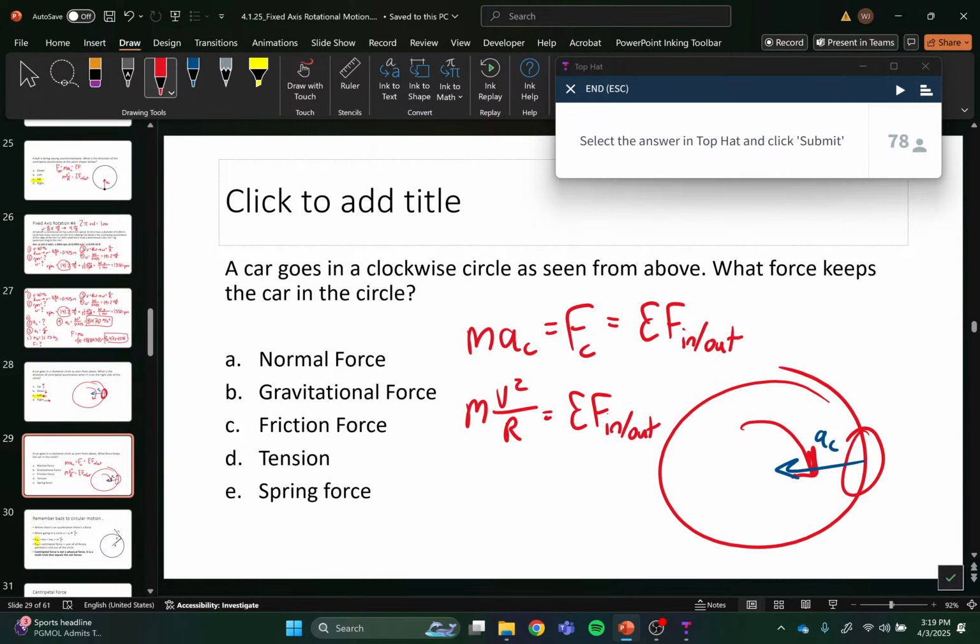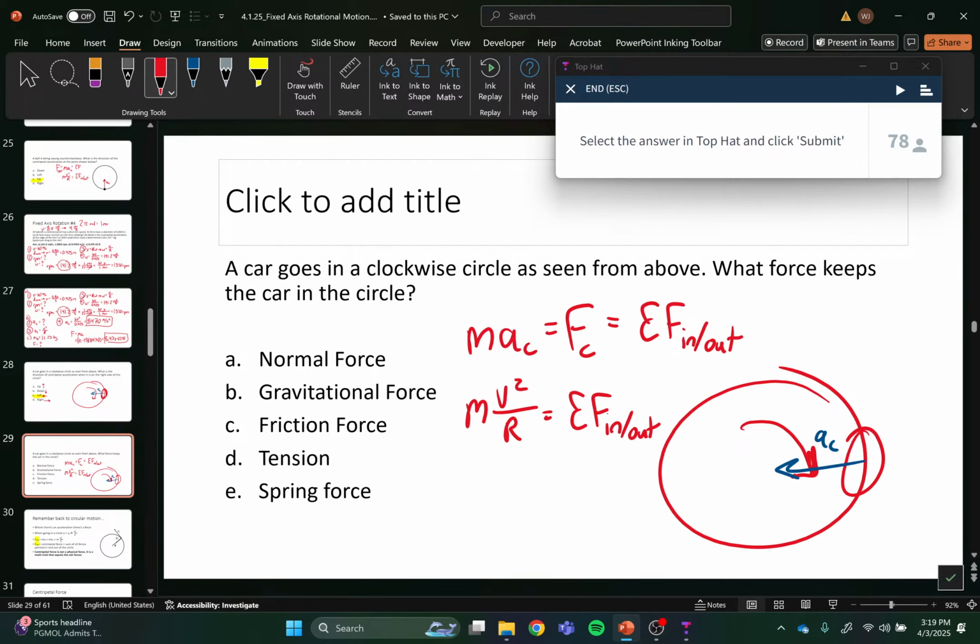Just like MA equaled the sum of all forces. Remember that before? F net equals MA. F net equals the sum of the forces. You set them equal to each other. You do things. That's what we're doing here. MA, i.e. M times centripetal acceleration, equals all the actual forces. You have to decide what the actual forces are.